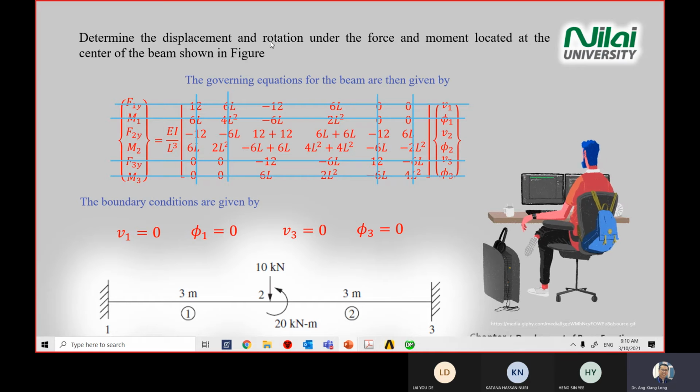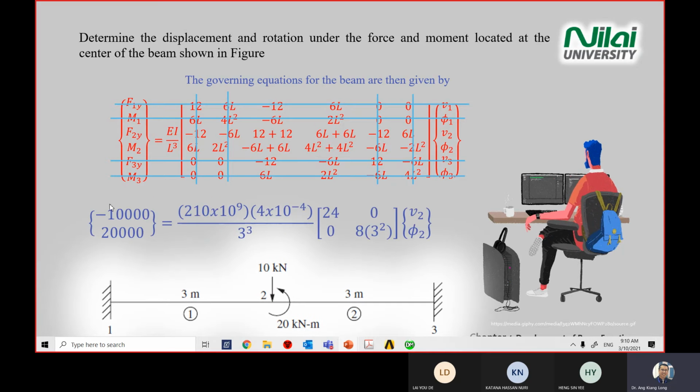It is you need to find out what is F2y, M2, and then you use back the EI over L and then bracket the 4 values over here and then the 2 displacements. Okay. You arrive at a very simple equation over here. F2y you replace with a number, and remember when you replace number, be careful on the direction. Your 10 kilonewton in this case is going down, so when you substitute into the matrix here, remember to put a negative.